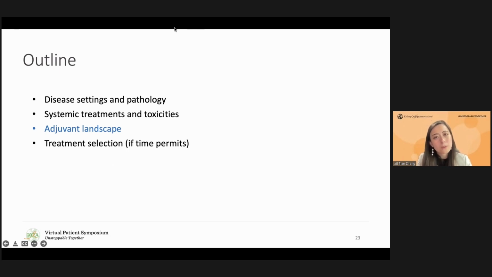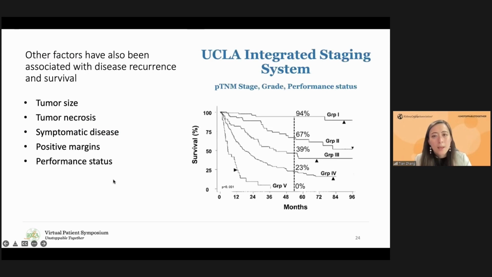And with that, we'll come to the third part of the talk. I think what we'll do, actually, Sally just shared with me that we have about 10 minutes, so I'll talk through the adjuvant landscape, and then we may skip the treatment selection, and I'll take questions after this adjuvant portion.